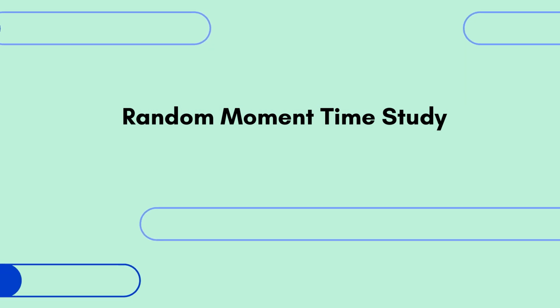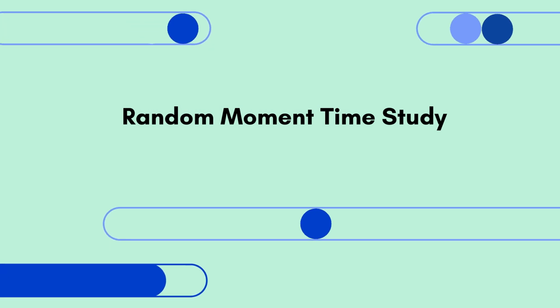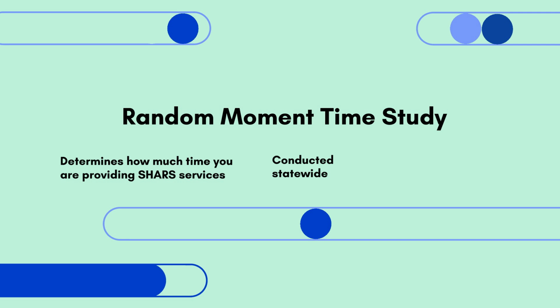The Random Moment Time Study, or RMTS, is a study by the state of Texas used to determine what portion of your day is spent providing a SHARS service. RMTS is a much easier and less costly method than tracking every practitioner's activity every moment of every day. The study is conducted statewide, with persons chosen for it being selected at random.